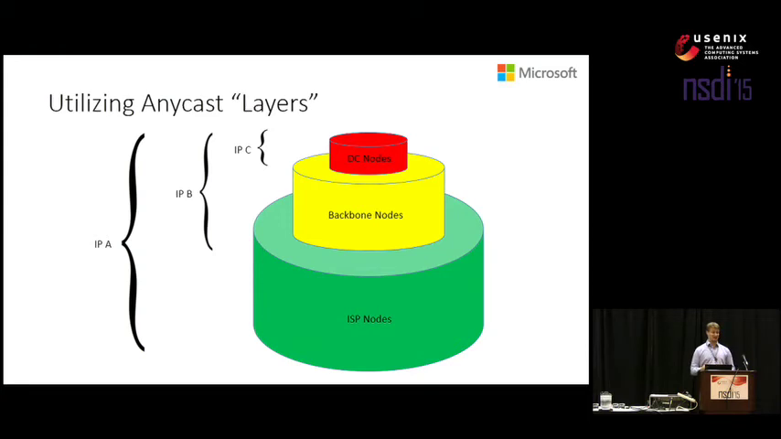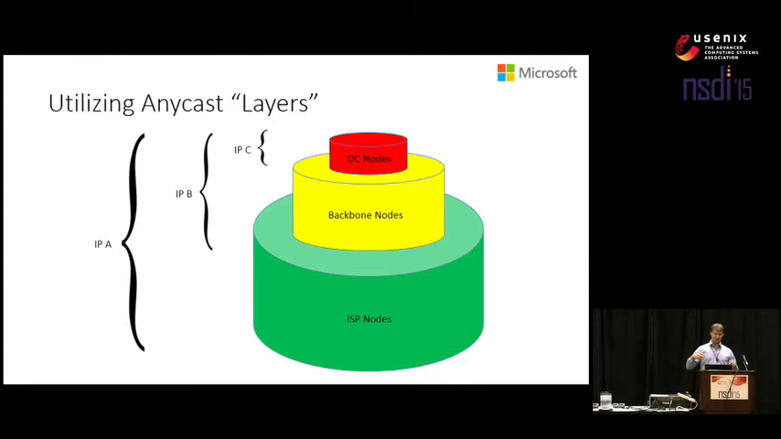The second IP address is IP address B, which consists of only the backbone and data center nodes. And IP address C is just a data center node. So it's like a Russian doll type thing set up of these particular IP addresses. So now how do we use these 3 different Anycast IP addresses to handle the load on the edge network?